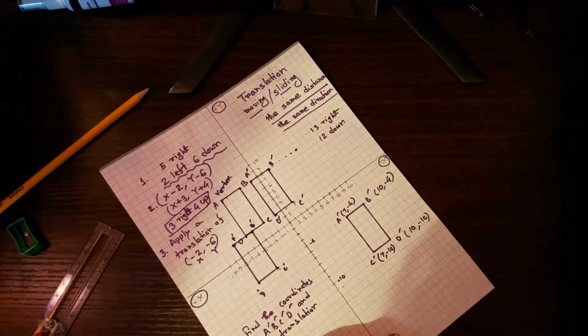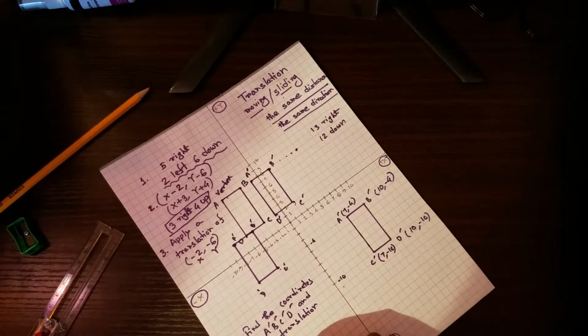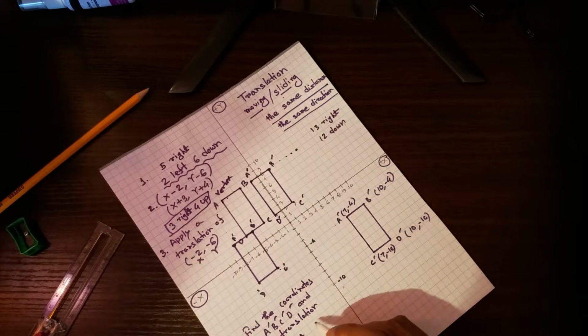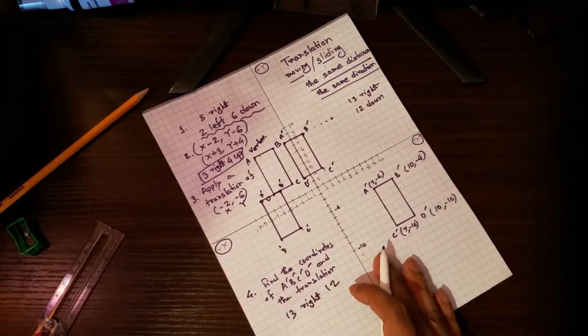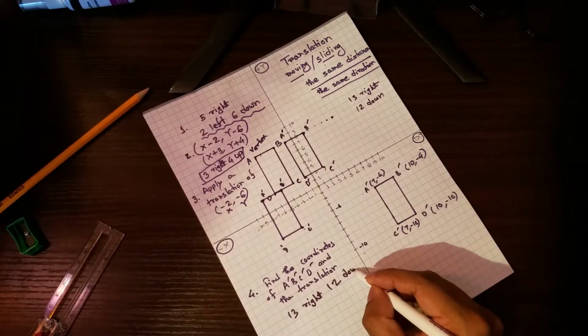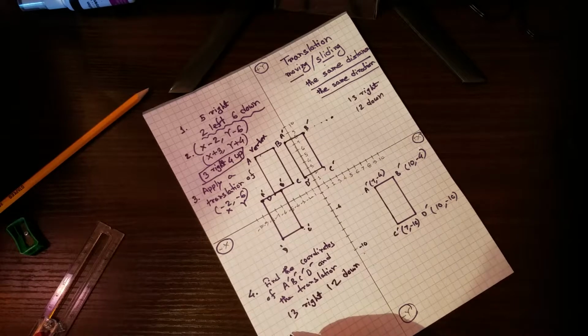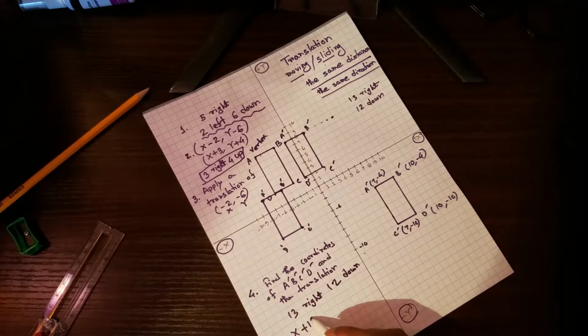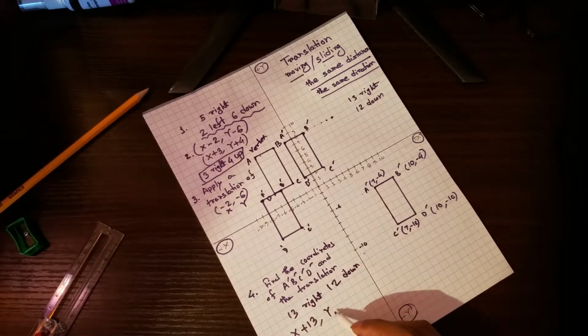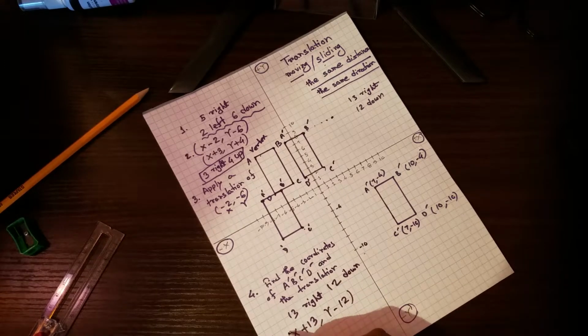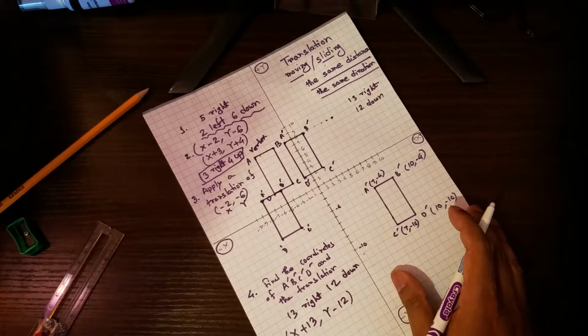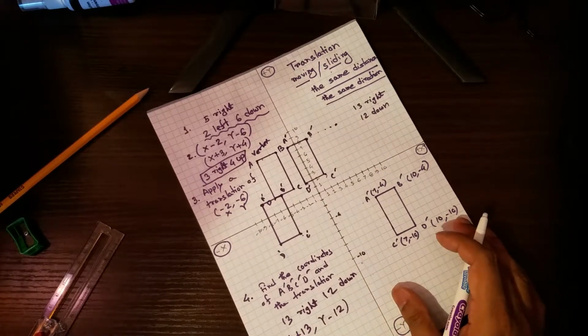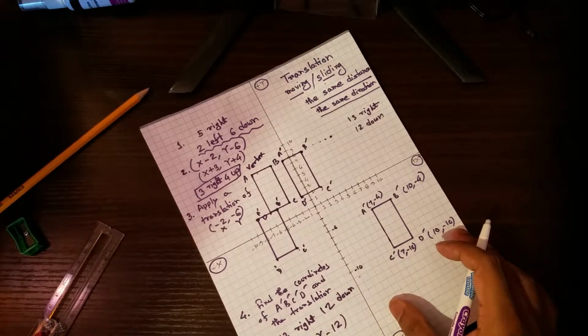Okay, so the translation is 13 right and 12 down, or also you can write like x plus 13 and y minus 12. So this is the translation that happened here. Okay, so this is all the type of question that you will see.